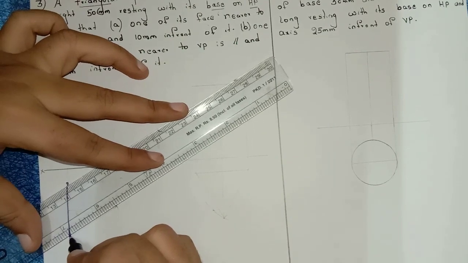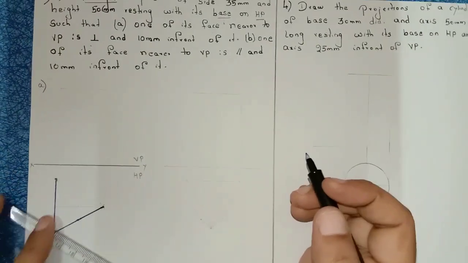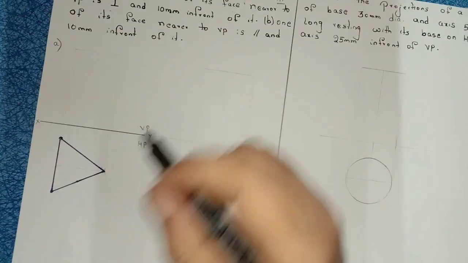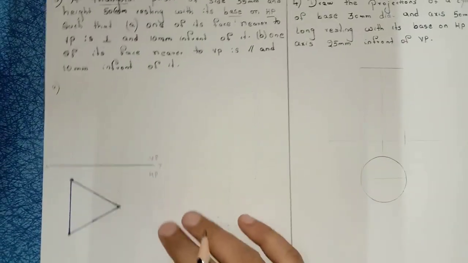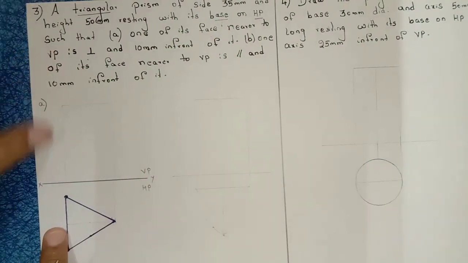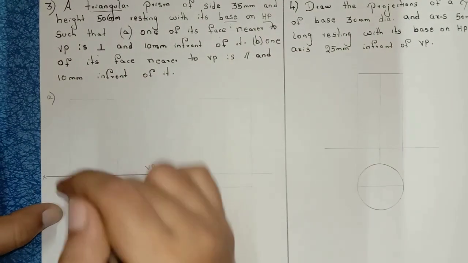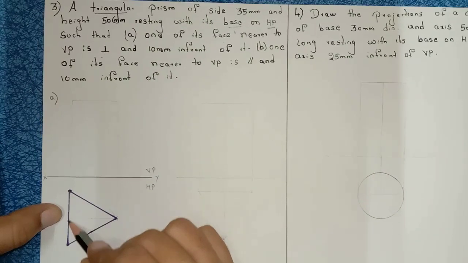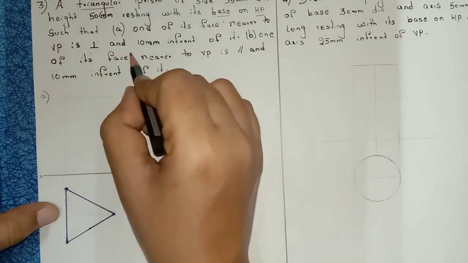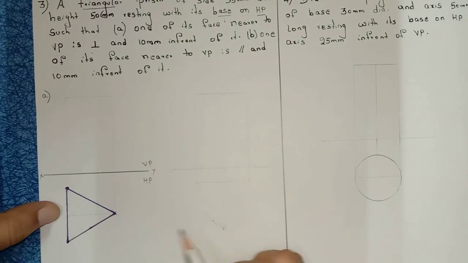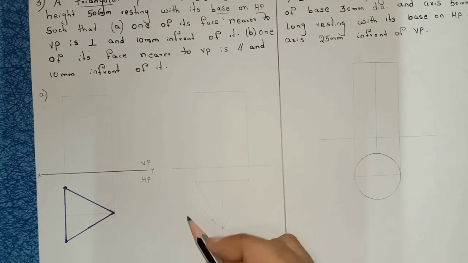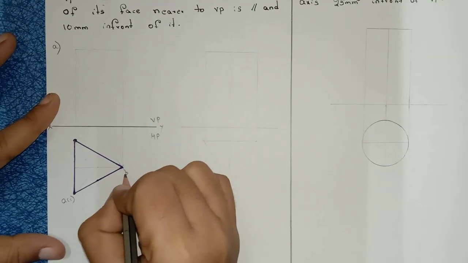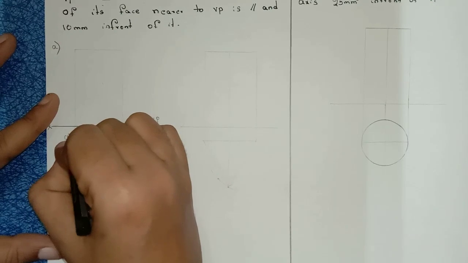This is also 35 mm, and this is also 35 mm. First I am marking the triangle. Now you see, I am considering this face nearer to VP. This face is nearer to VP only, and it should be perpendicular. See, this face is perpendicular to VP, 10 mm in front of it. I leave 10 mm here. So you should construct the triangle like this. Name it as a of 1, b of 2 and here c of 3.